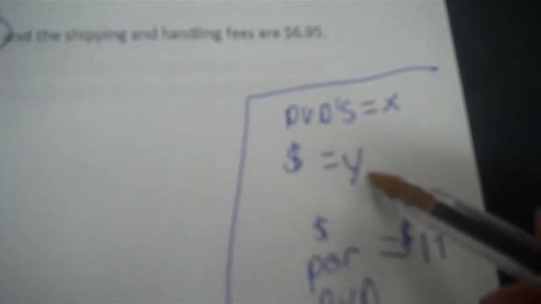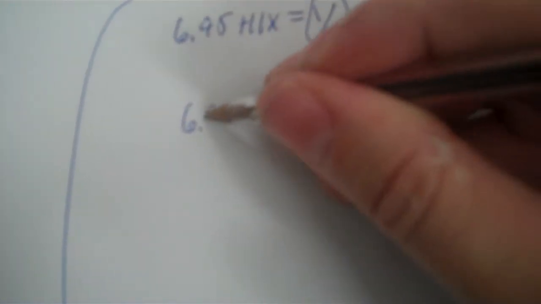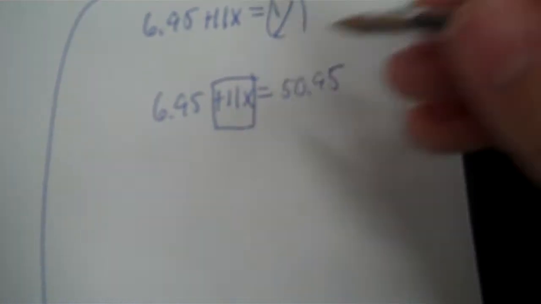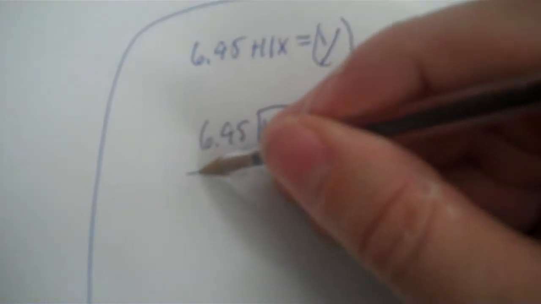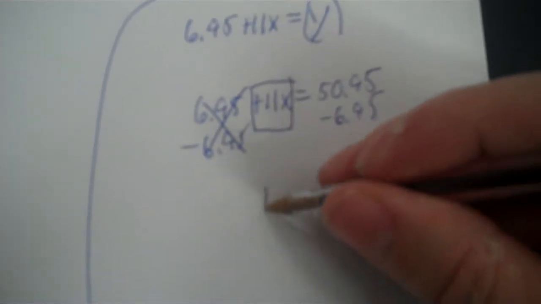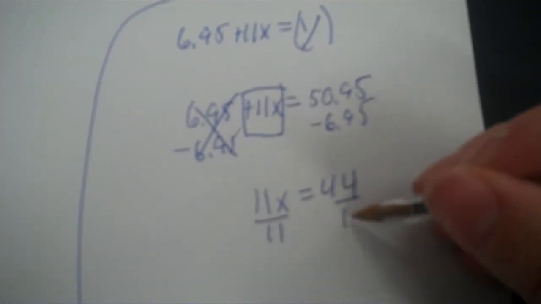Okay, so $50.95, we're going to put that in for the Y. So 6.95 plus 11 times X equals $50.95. So I'm going to box up 11X. That's the only box, but outside you got a $6.95, minus $6.95. So 11 times X is going to equal 44. And then we divide both sides by 11, and X equals 4. 4 DVDs.